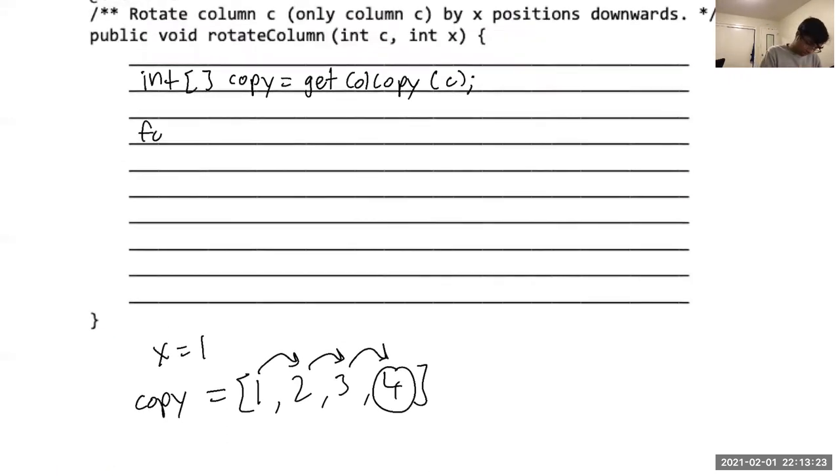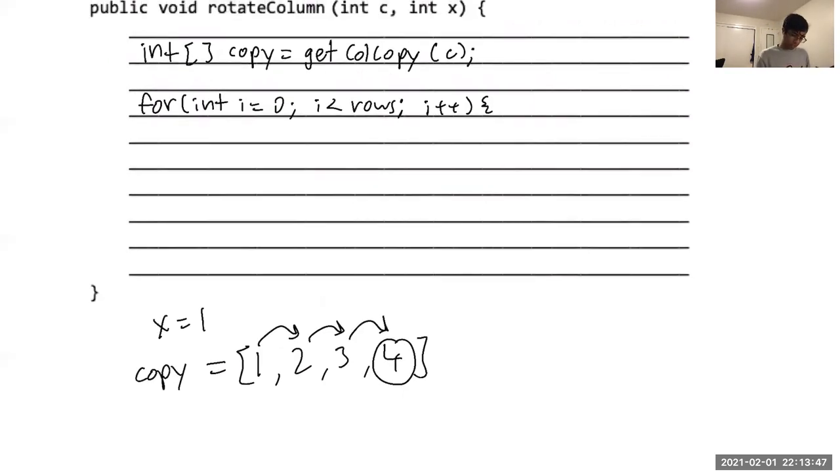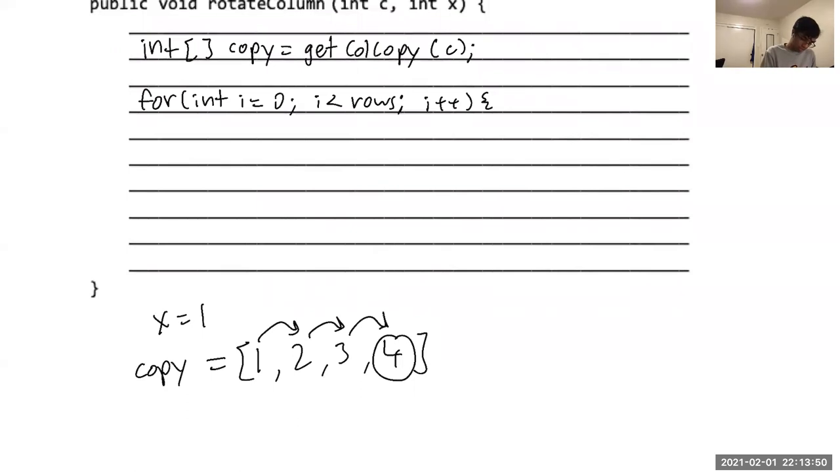Let's go ahead and write out that for loop, and I'll just leave a little bit of room to make things clearer. So for int i equals 0, i is less than the number of rows, and then i plus plus. So this for loop is basically going to iterate through each of the rows, right? Which means that we're iterating through each element in the column, right? And then for each of these, what we want to do is set nums of i plus x. So what does this mean?